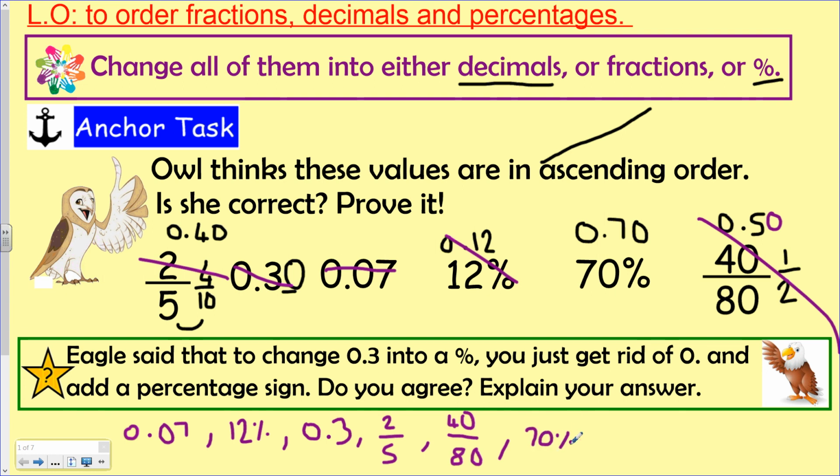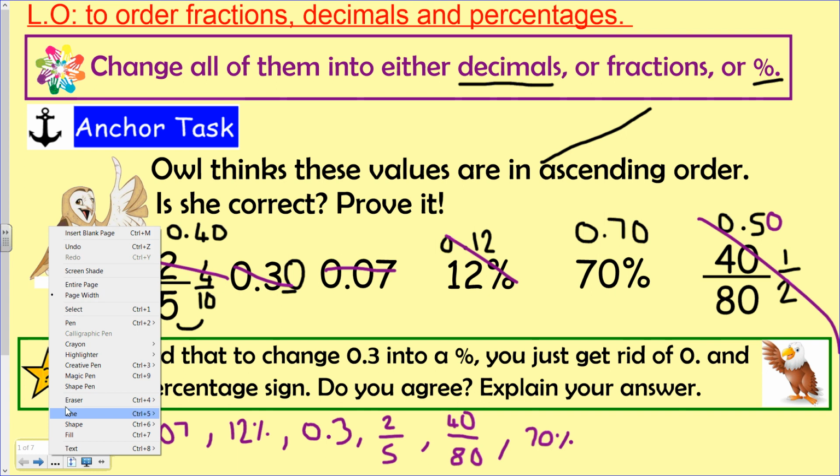Okay, so if I was going to make them all into percentages now, I could look at this and go, well, that one must be 40%, this one must be 30%, this one is 7%, 12%, 70% and 50%. And again, it would have been nice and easy for us to have put those into the order.